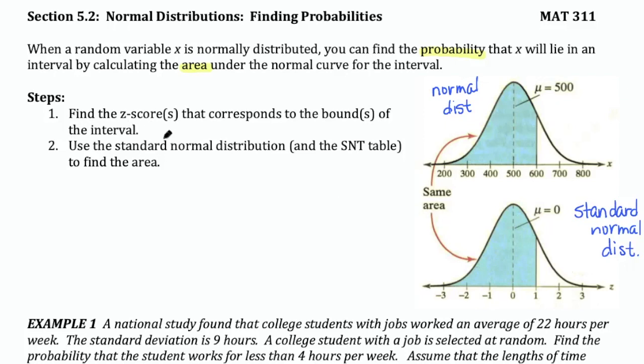First of all, you're going to find the z-score or scores that correspond to the boundary of the interval you're looking for. Then you're going to use the standard normal distribution and the standard normal distribution table to find the area. I guess we don't need to say table twice.